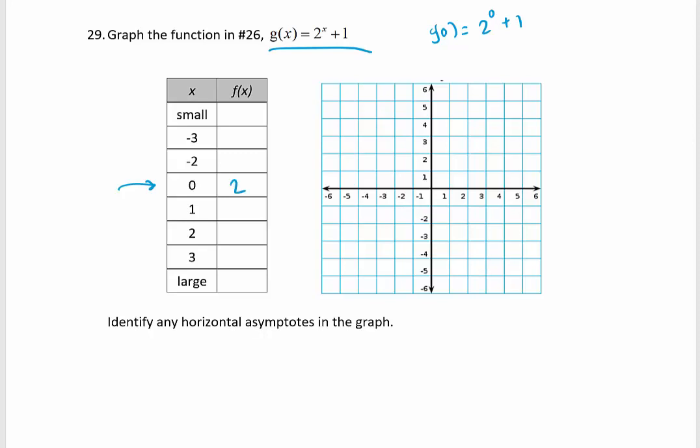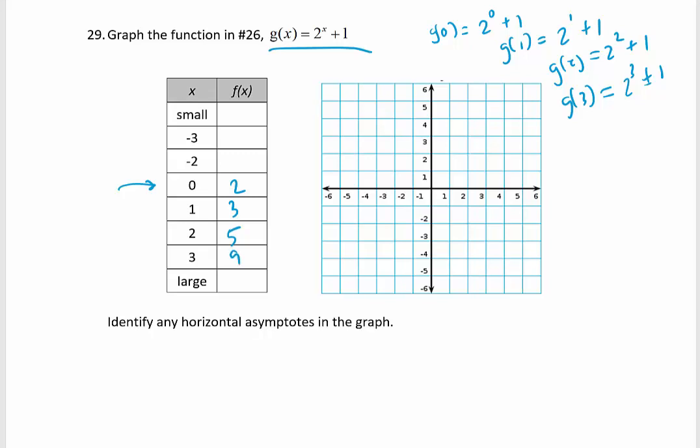Let's start going in our positive directions now. g of 1 would be 2 to the first power plus 1. 2 to the first power is 2, plus 1 would be 3. All right, g of 2. 2 to the second power plus 1. 2 to the second power, that's 2 times 2 or 4, plus 1 is 5. And then g of 3. 2 to the third power is 8. 2 times 2 times 2 is 8. 8 plus 1 would give us 9.